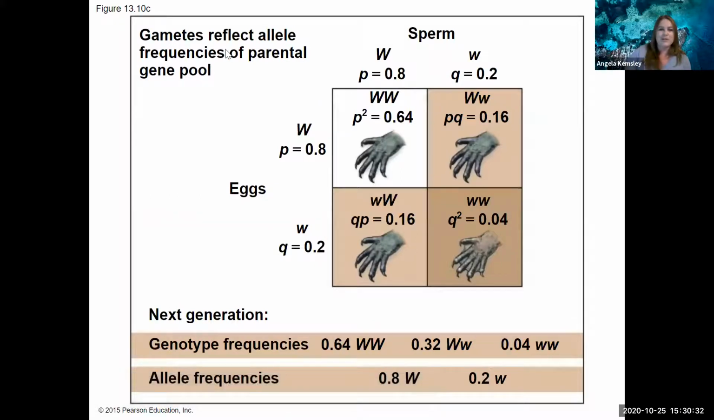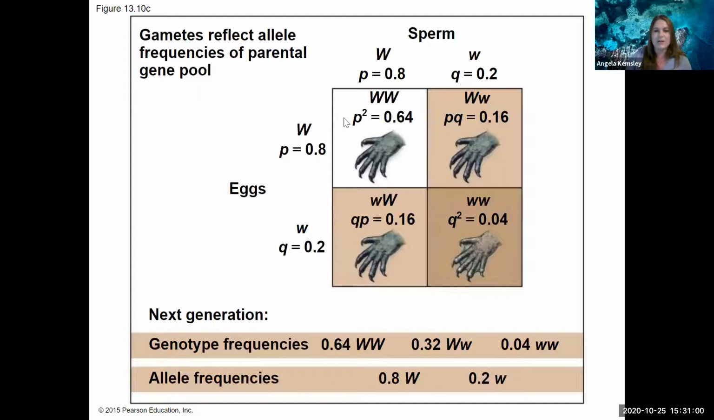So gametes reflect allele frequencies of the parental gene pool. We're going to take this a step further now. We know that the allele frequency of W, represented by p in our Hardy-Weinberg equation, is 0.8. Little w's are 0.2. So if we are looking at heterozygotes here, big W, little w, we can actually do a cross to see what the frequencies of the offspring would be.